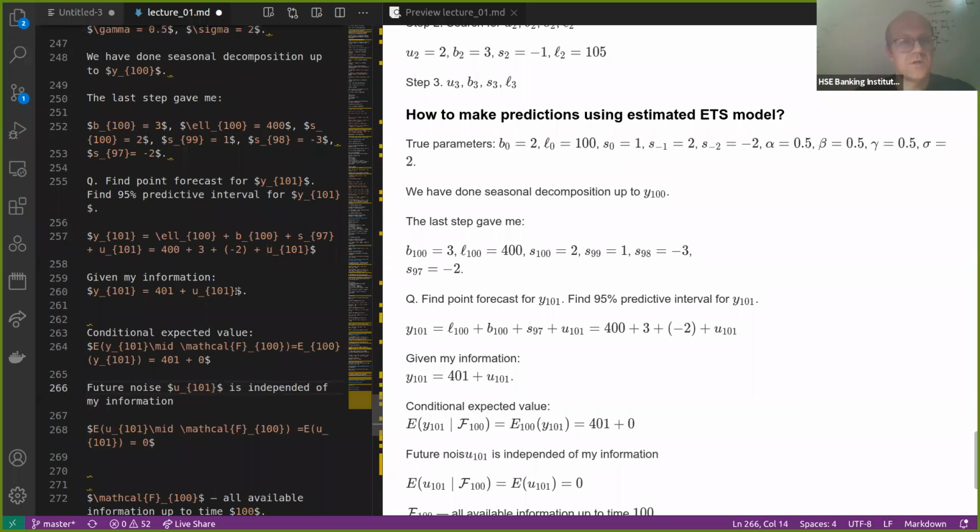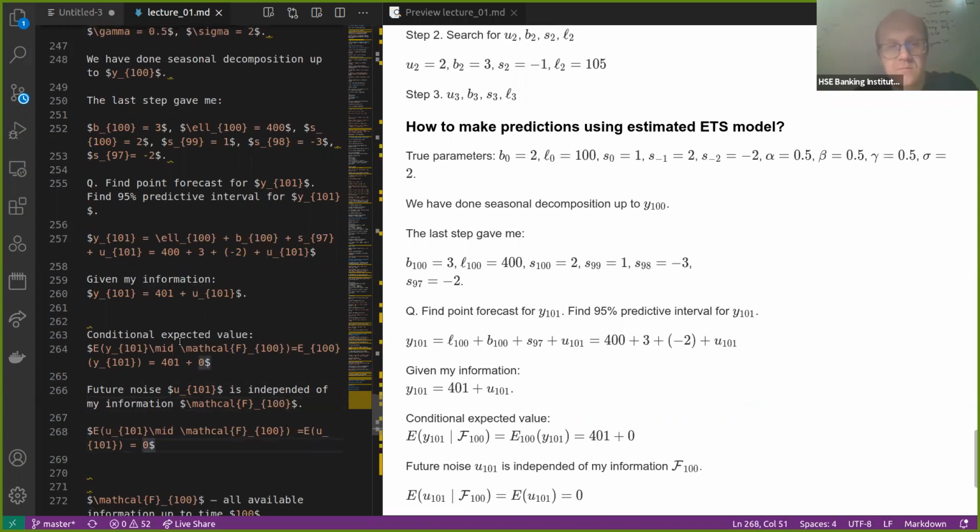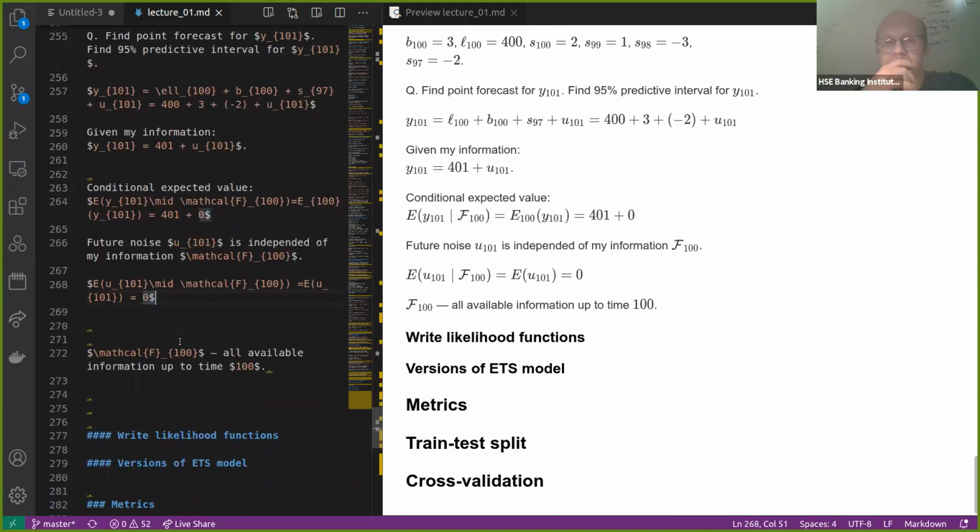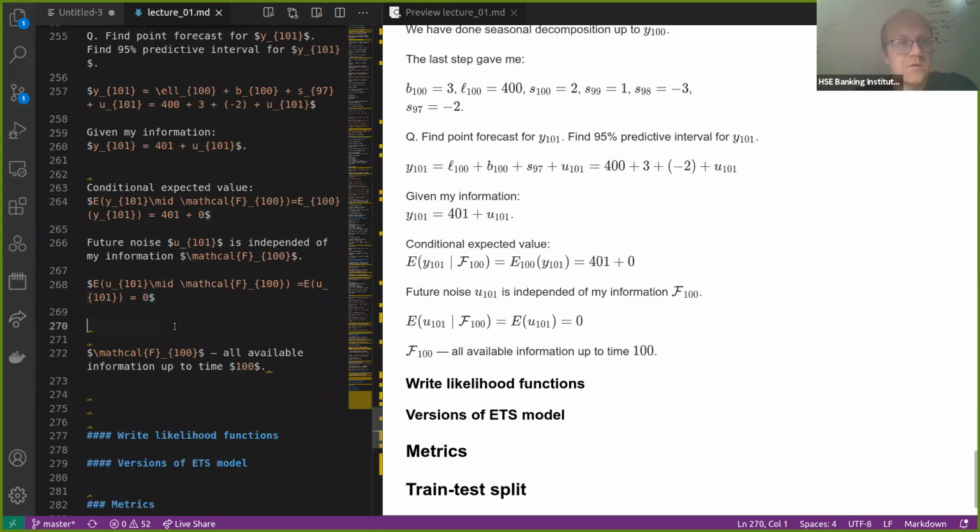Future noise is independent of my information available at time 100. Okay. Any questions about the conditional expected value of future Y101 given my information? Yeah. We still need to estimate the interval, but we already have the point forecast.